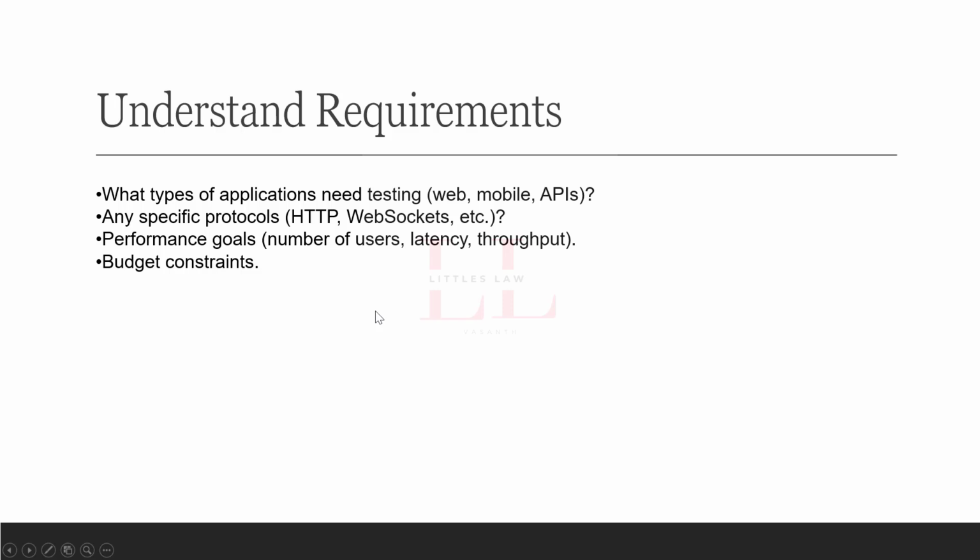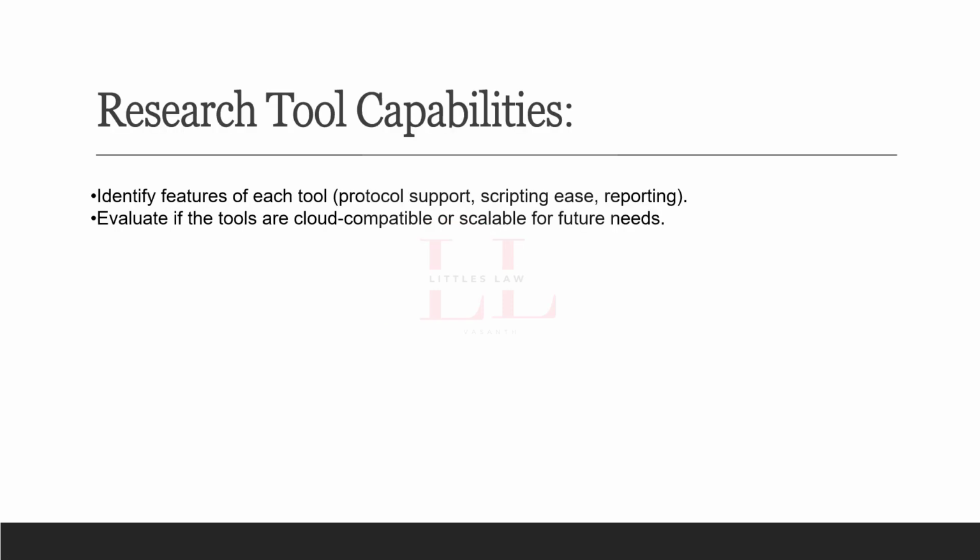There will be a steep learning curve when you're using tools like JMeter, K6 and Gatling. So the next thing is researching the tool capabilities. Now that we know your needs, you have to map them against the tool features, starting with protocol support. You have to check whether the tool, whatever it may be, can support all the protocols used in your application, and then you have to check for scripting ease.